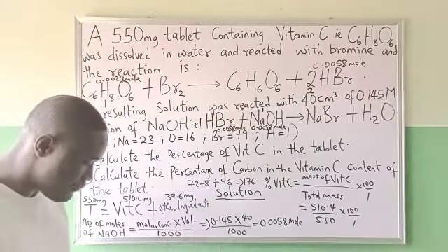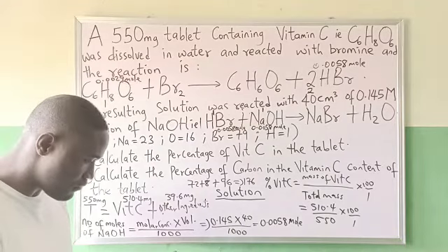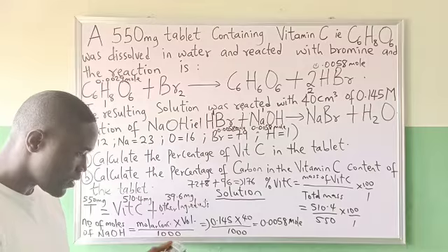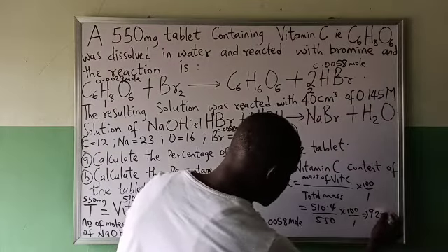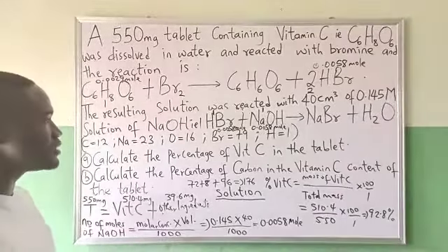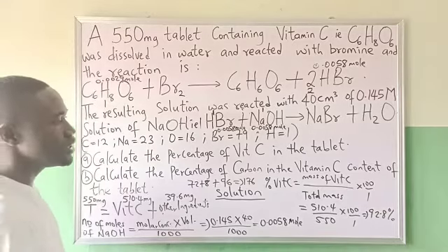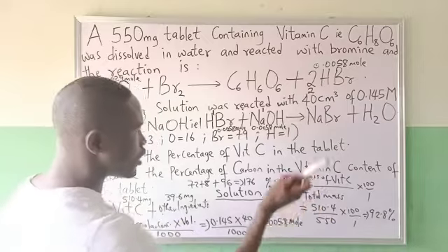Let's check. So we now have 510.4 divided by 550. That will give us 92.8%. That is the percentage of vitamin C in the tablet, and we get it by saying mass of vitamin C all over total mass times 100/1.